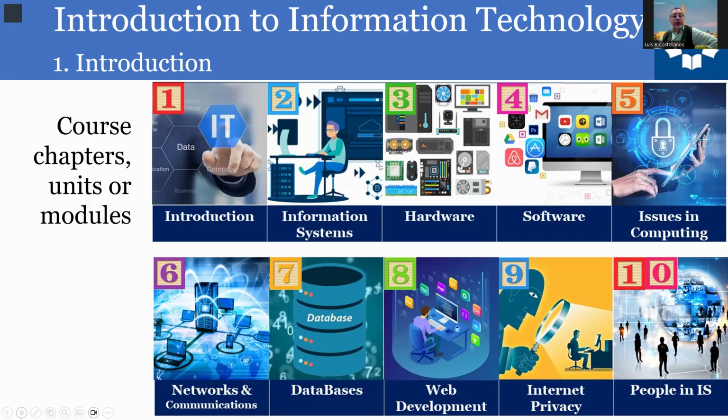The first one is going to be Introduction, the one that we are having right now. Second is going to be Information Systems. Hardware is going to be number 3. Number 4 is going to be Software. Number 5 is going to be Issues in Computing. Number 6, Networks and Communications. Number 7, Databases. Number 8, Web Development. Number 9, Internet Privacy. And we finish with number 10, People in Information Systems.